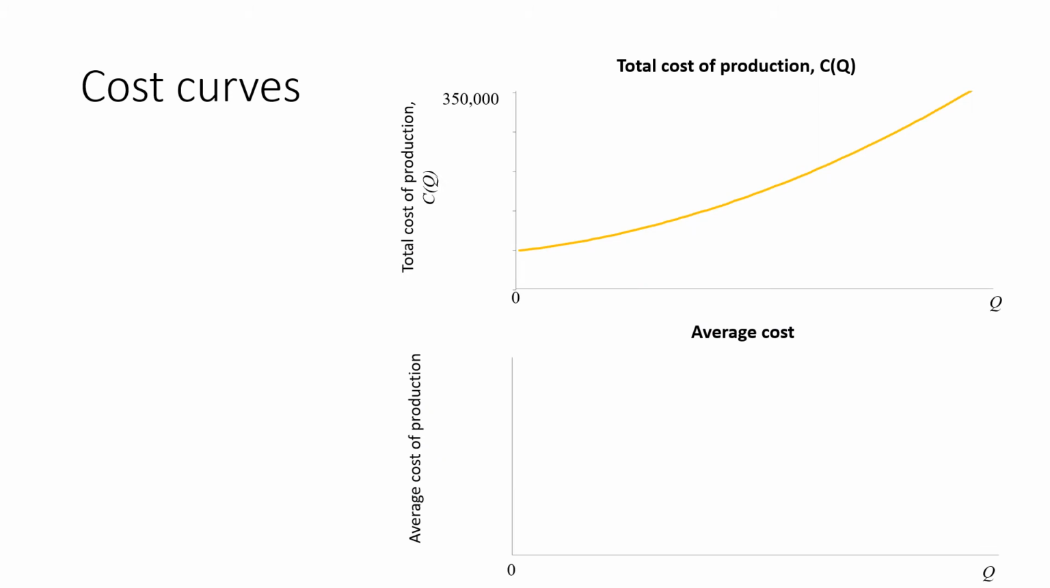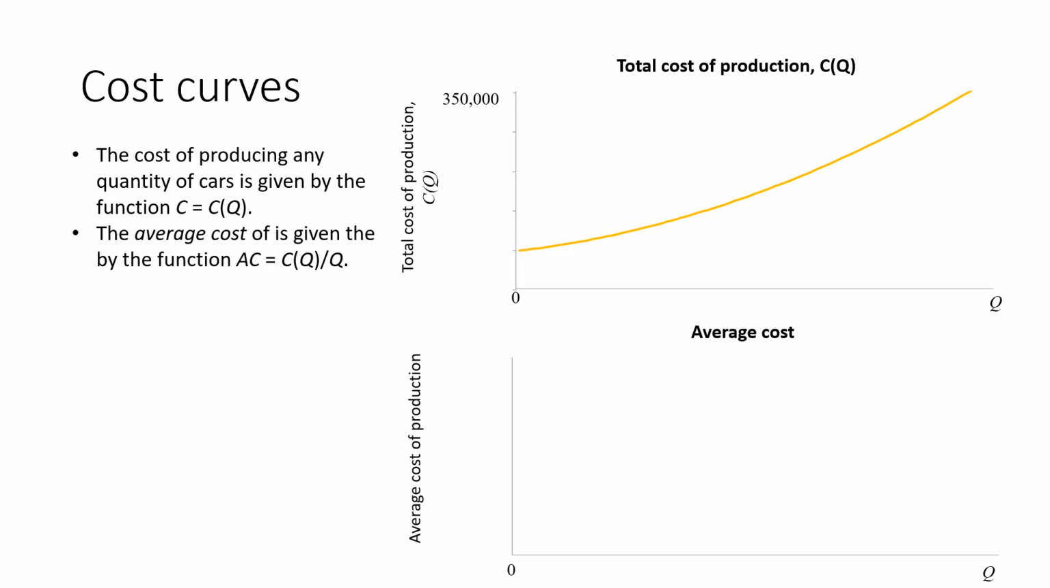And here we are going to talk about cost curves. The figure on the right hand side, the one above, corresponds to total cost of production, and the one below shows the average cost. The cost of producing any quantity of cars is given by the function C equals C(Q), and the average cost is given by the function AC equals total cost divided by quantity.